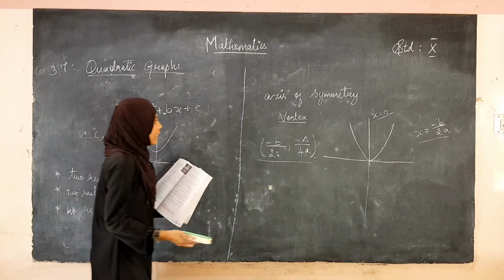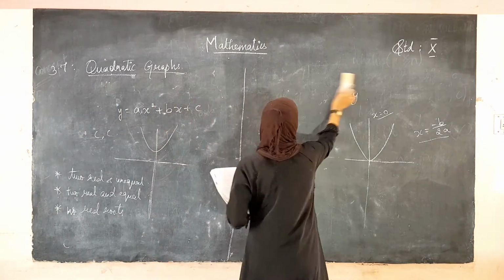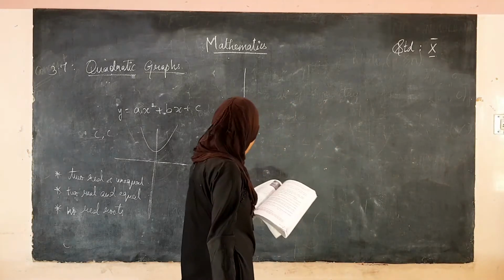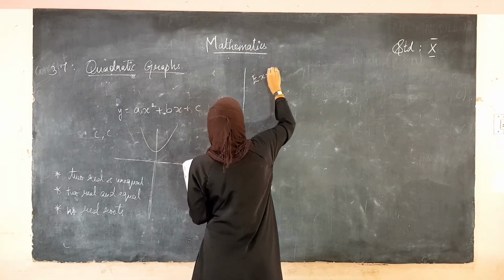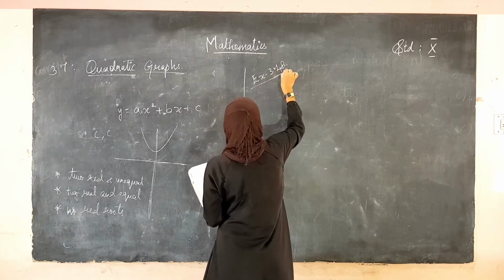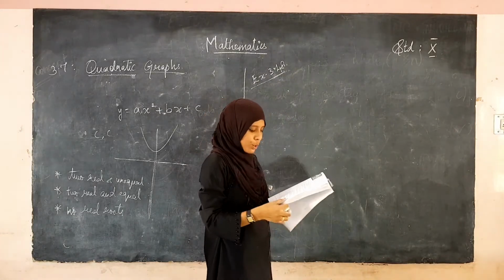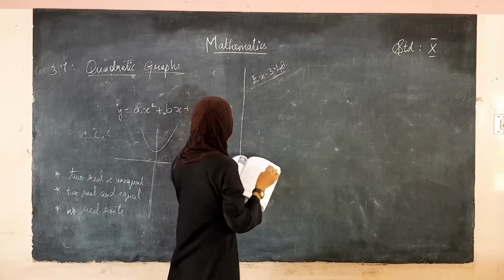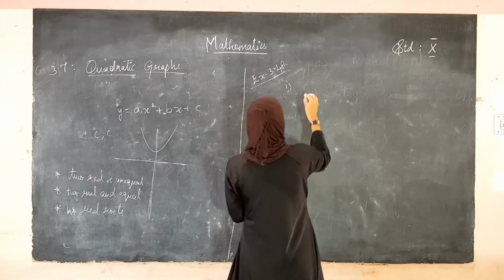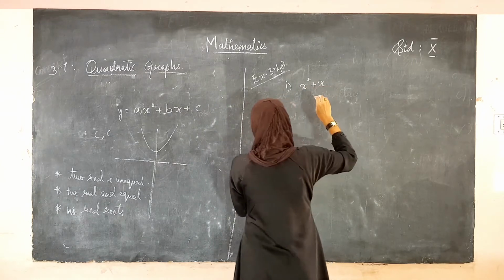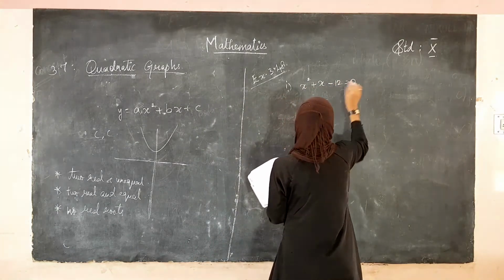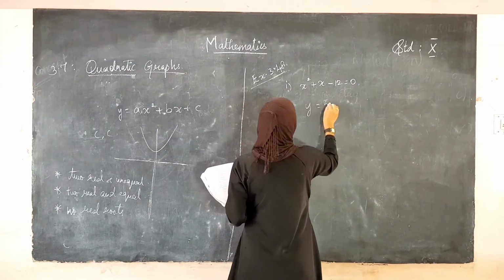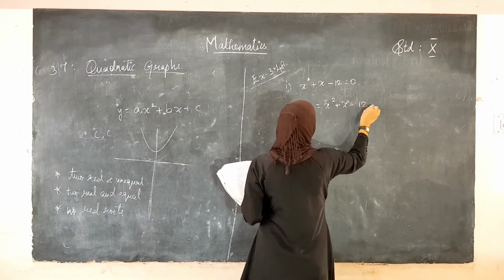Now shall we see the example? We can directly see the sum, then you can easily understand this. The example given in your book is example 3.48. Discuss the nature of the solution of the following quadratic equations. The first subdivision is x squared plus x minus 12 equal to 0. You have to take this equation as y is equal to x squared plus x minus 12.